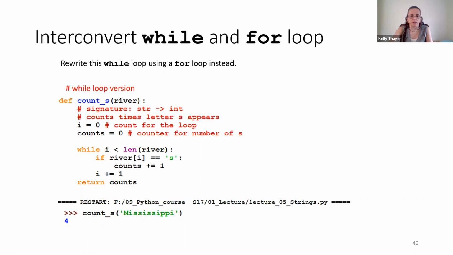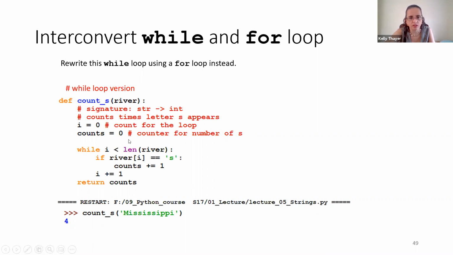Something that's very useful to understand how to do is to interconvert a while loop and a for loop. Oftentimes there will be a preference of how you would write looping, but it is generally possible to convert between the 2 types. So what we're asking you to do here is to rewrite this while loop using a for loop instead. So here's a while loop. It's going to count the number of S's in a river name. We have worked with this earlier, and so what we would like to do is convert this to a for loop.